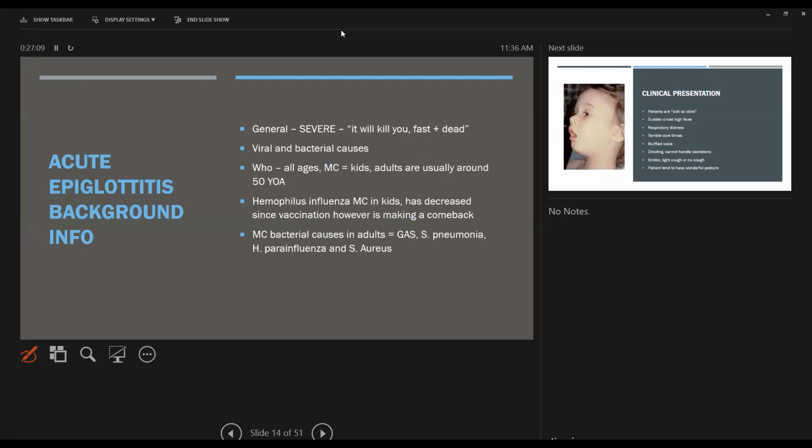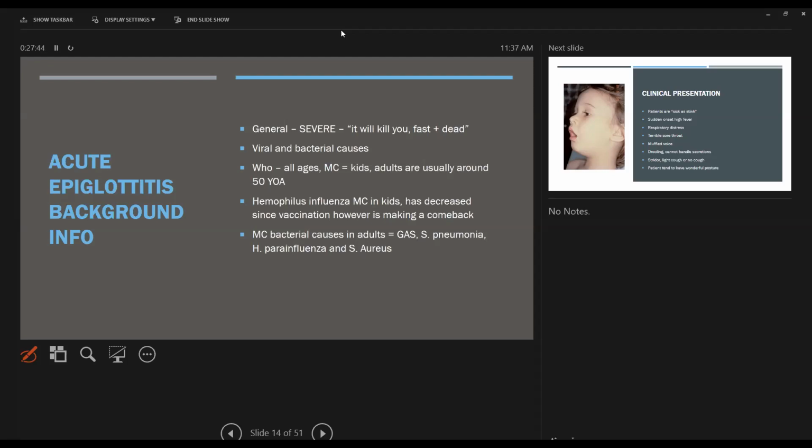Epiglottitis. So epiglottitis is a severe infection. It comes on really fast and it will kill you dead. Can be caused by viruses and bacteria. Who gets it? Well, all ages get it. The most common age is actually in kiddos. And then in adults, it was like between 45 and 65. So I kind of average it out around 50, 52, somewhere around there. So usually it's like little kids or middle-aged adults.